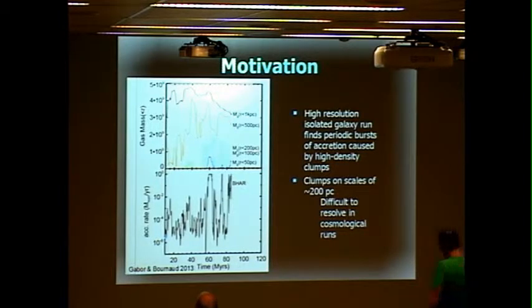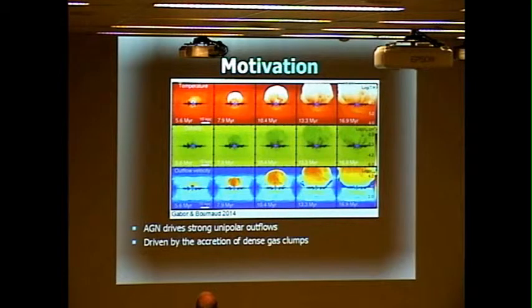On the bottom, you're seeing the black hole accretion rate, and on the top, you're seeing the gas mass within certain radial scales. You can see the blue and green curves at the 1 to 200 parsec scale correlating extremely well with the bursts in the black hole accretion rate. So the bulk of this black hole growth is coming from these very high density clumps on the order of 1 to 200 parsecs. And we know from these simulations that they're also driving very strong outflows.